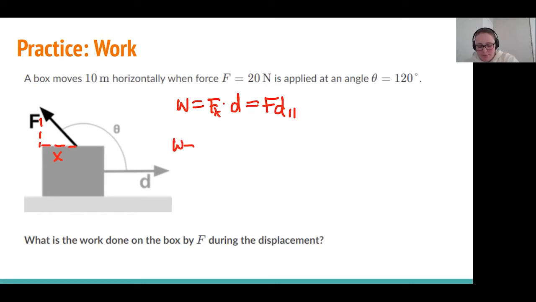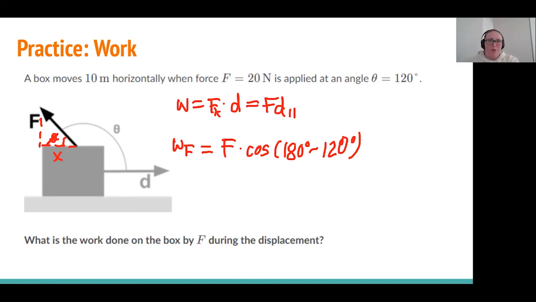So the work due to force F is equal to the parallel force, which is this x component here, using not theta, but let's call that phi, or some other angle. This is going to be F times cosine, since this is the adjacent side, not necessarily of 120 degrees, but of 180 degrees minus 120 degrees. You could just say that's 60. You could do this differently. I'm just going to subtract from 180 to get this remaining angle. So that is our force.